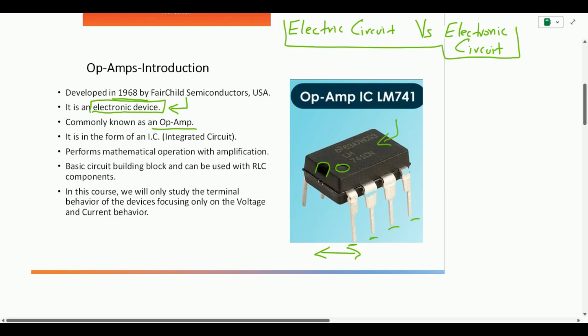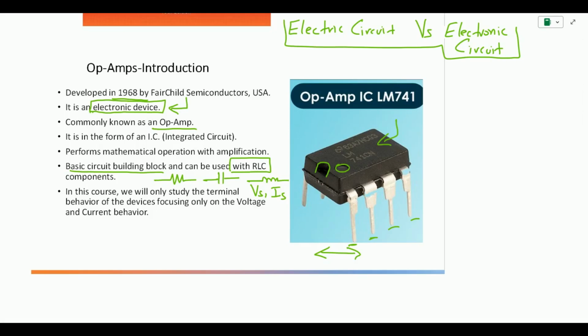After that, we are going to see that since it is an electronic device, our op amp is so versatile that it has become a basic circuit building block, which means this device can easily be integrated with the basic RLC components. Those RLC components are a resistor, and we will later see the storage elements like the capacitor and inductor, and obviously the remaining two are always there to energize the circuit, and those two are the voltage sources and the current sources. So the versatility of this device is going to be discussed with examples in this lecture today.